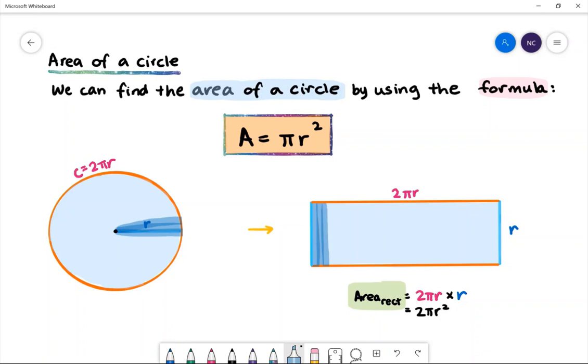Now we do know how to calculate the area of a rectangle. It will be base times height, which will be 2 pi r multiplied by r, giving us 2 pi r squared, the area of a circle.